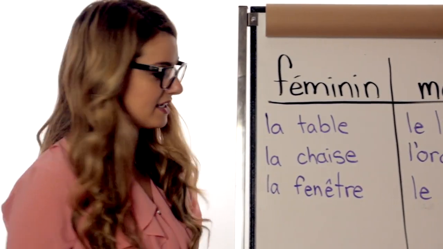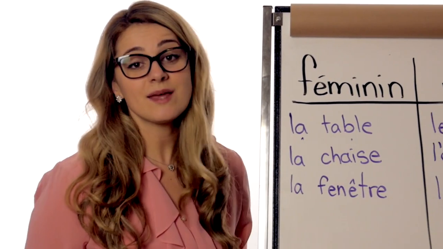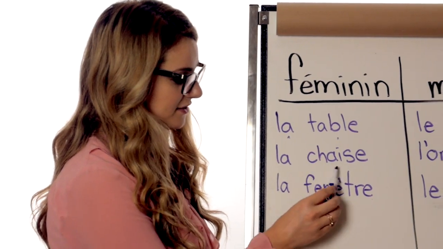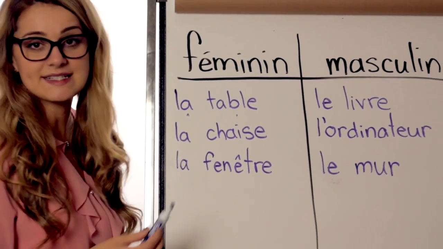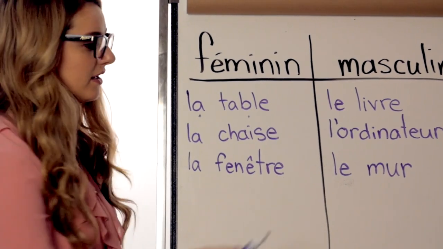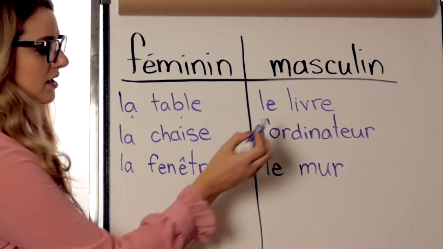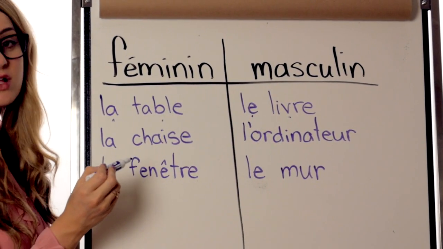Now, as you can see, table is féminin. So the déterminant is féminin too. La chaise, féminin, féminin. Fenêtre, again, féminin. The déterminant is féminin too. Livre, it is a nom masculin. So if livre is masculin, the déterminant is also masculin.